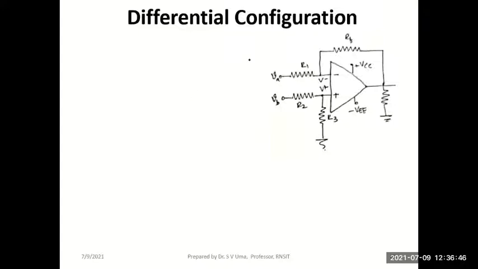Or we consider 2 or 3 inputs at the same terminal, we'll add or average it, whatever. We could do all those things. But ideally, an op-amp was designed to take the difference between the inputs given to its two input terminals and amplify it. And you can ask me one question.